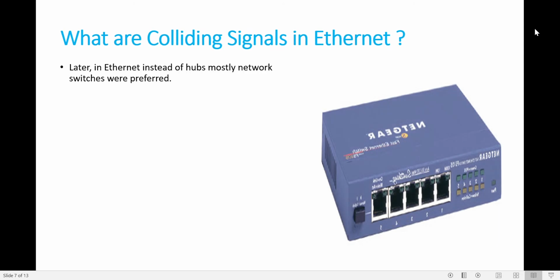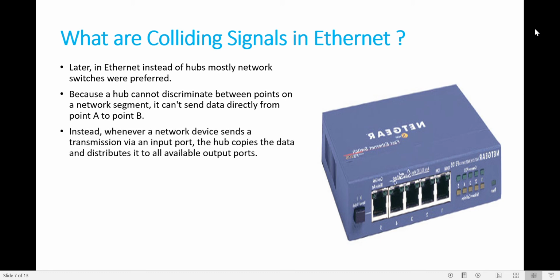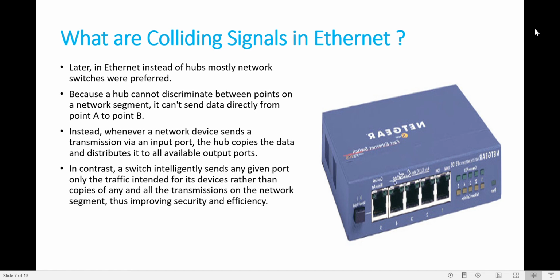Later, instead of hubs, network switches were mostly preferred in Ethernet because a hub was not able to discriminate between points on a network segment, and it was not able to send data directly from point A to point B. Instead, whenever a network device sends a transmission via an input port, the hub copies the data and distributes it to all available ports. In contrast, a switch can intelligently send any given port only the traffic intended for its device, rather than copies of any and all transmissions on network segments, thus improving security and efficiency.